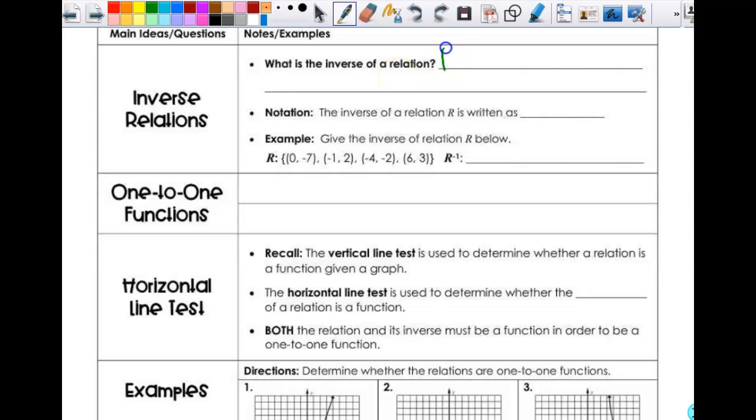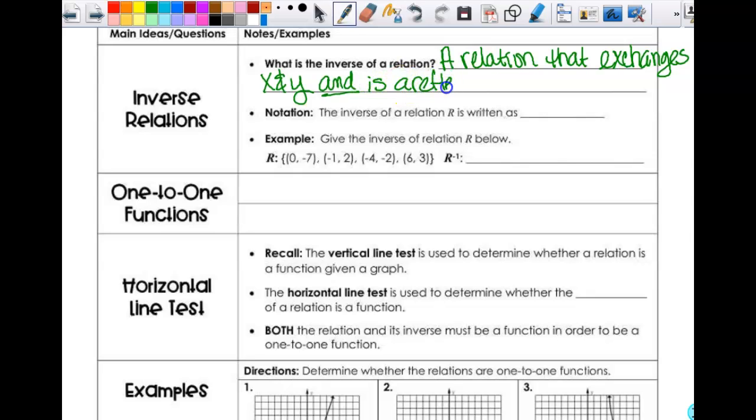It is a relation that exchanges x and y and is a reflection in the line y equals x. Okay, so it exchanges x and y. Whatever x is becomes y and vice versa. And it's also graphically a reflection in the line y equals x.